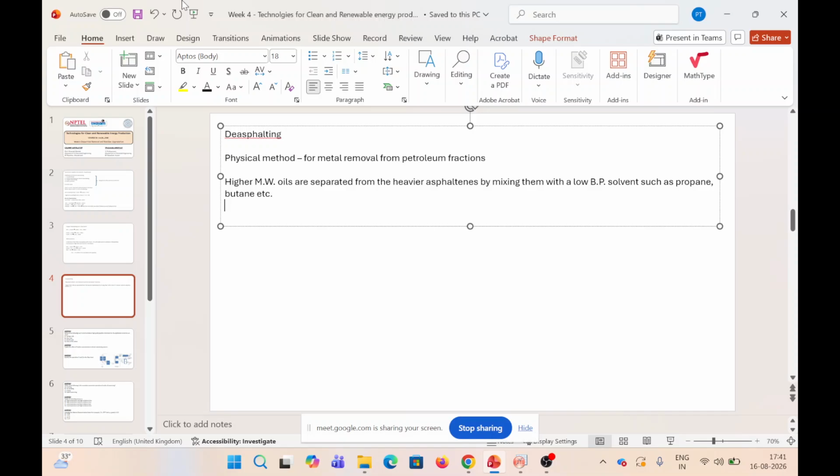So in order to separate the higher molecular weight oil from the heavier asphaltenes, you are going to mix these oils with a low boiling point solvent. Once you do that, the separation typically happens because of the differences in the density of both the components. Next comes the thermal treatment, that is your visbreaking and coking. And then comes the chemical treatment called demetallization.